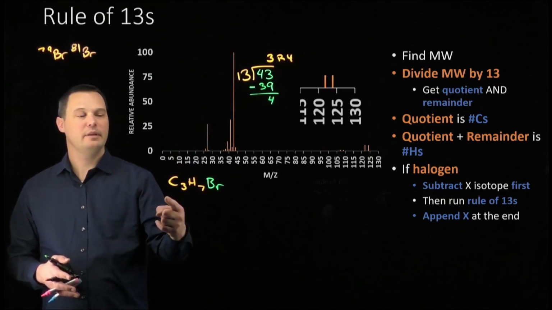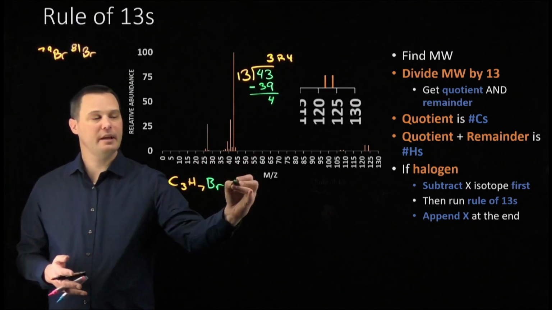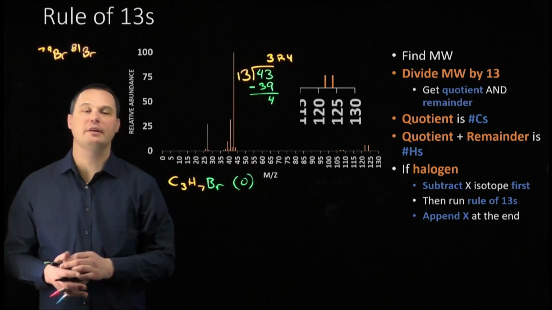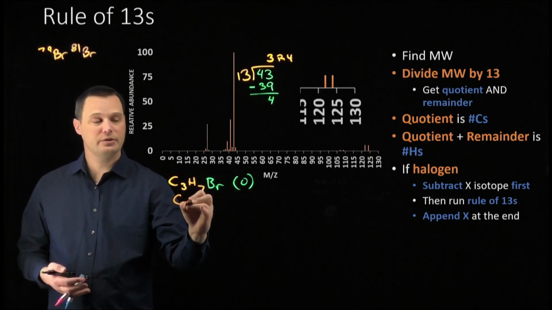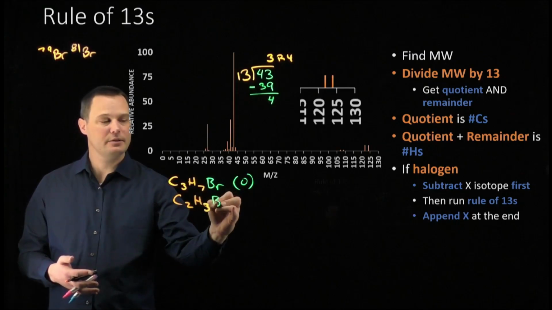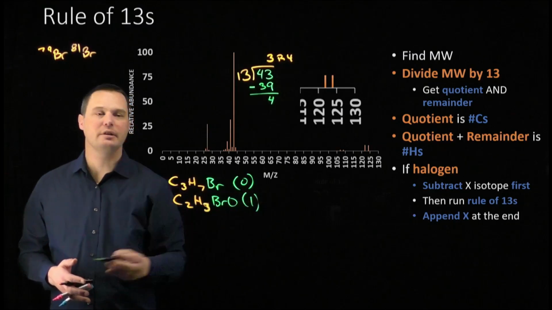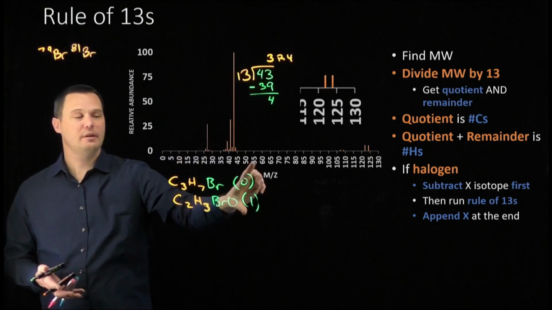By appending bromine on the end, C3H7Br does add up to our M plus peaks, and C3H7Br has an index of hydrogen efficiency of 0. And then we can still do all of our other manipulations. If we think there's an oxygen, we can take out 1 carbon and 4 hydrogens and add in the bromine and the oxygen. And this would give us an index of hydrogen efficiency of 1. So if there's a halogen, subtract it out first, run the rule of 13s, append it at the end.